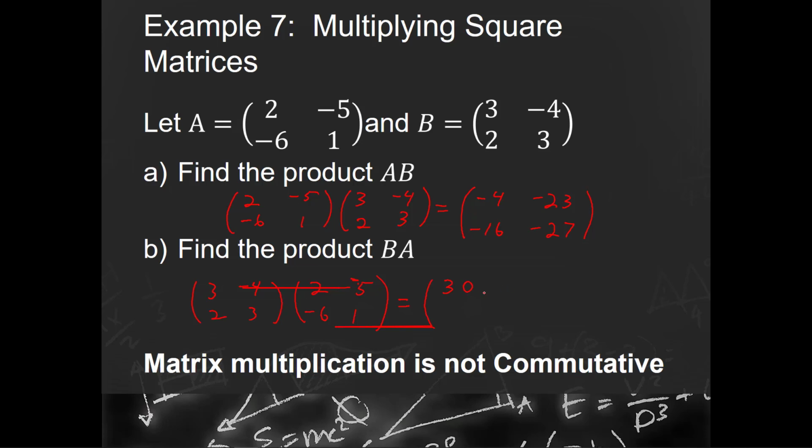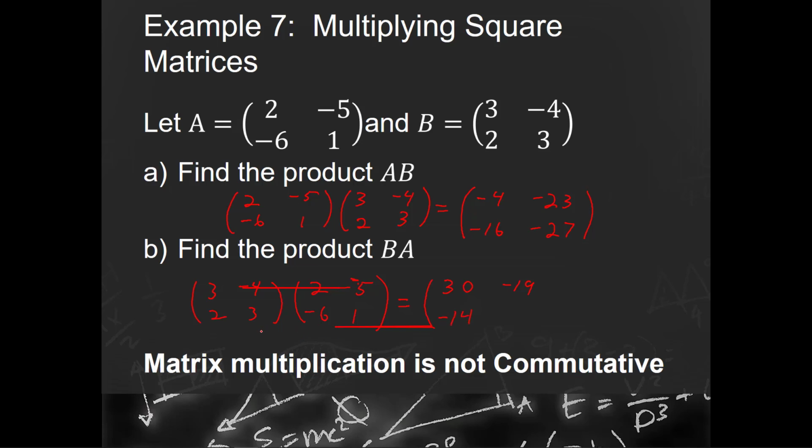Okay, for A12, that is going to be negative 15 minus 4, that's going to be negative 19. Now for A21, I'm sorry, that's going to be this row times this column. 2 times 2 is 4. 3 times negative 6 is negative 18. 4 minus 18 is negative 14.